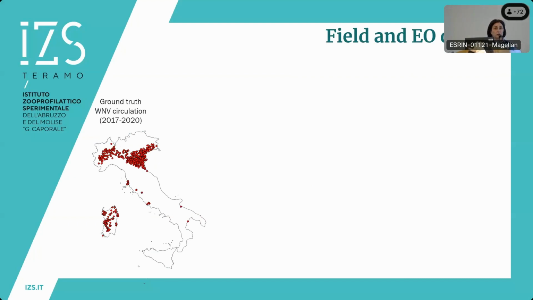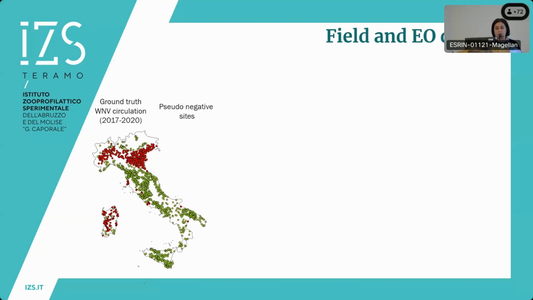So what the platform, what the system does, we worked using ground truth West Nile virus circulation. So we started from true data which were checked one by one for exact location. And we used pseudo-negative sites. We can't have negative sites because we can't check everything in Italy. So we start just from the notification system.